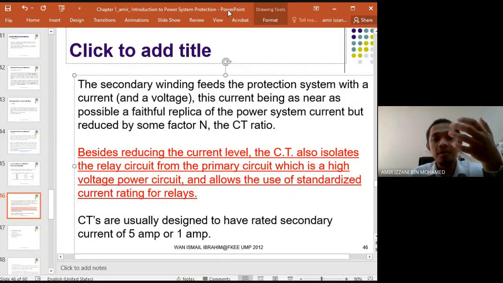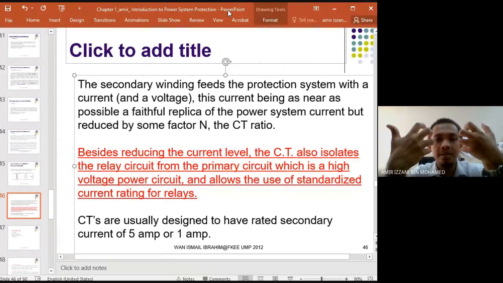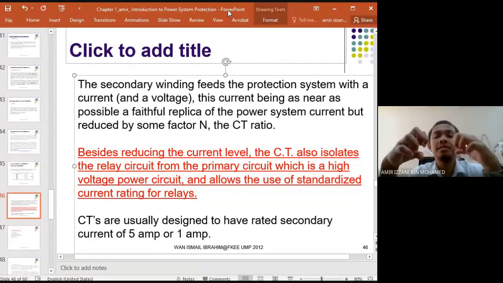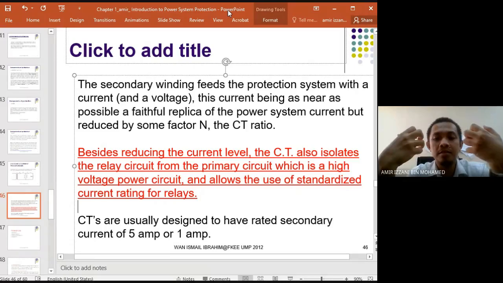Okay, imagine this is the primary winding, and the secondary winding. It is not electrically connected. That's the meaning of isolate. It's not electrically connected.